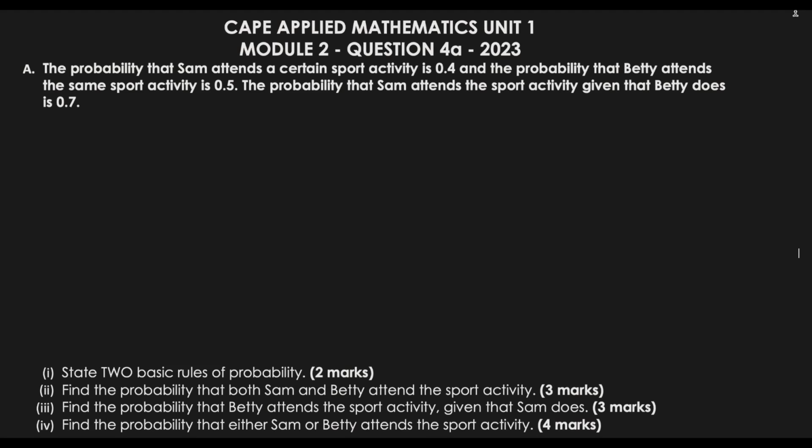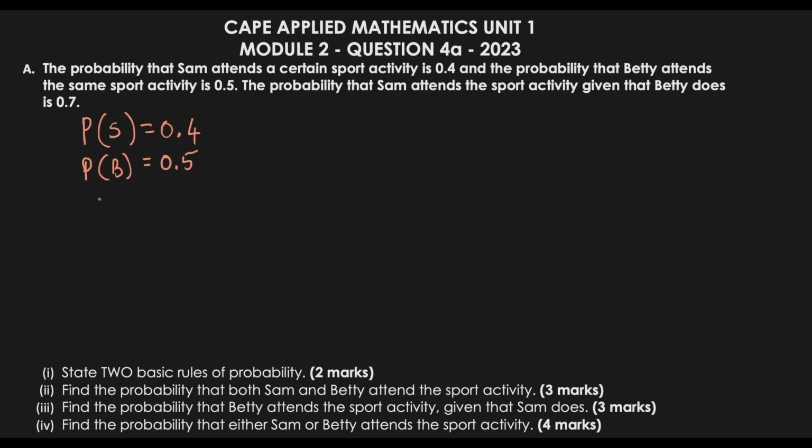So for this particular question, it says the probability that Sam attends a certain sport activity is 0.4. Let's just say the probability of Sam going to an event is 0.4. And the probability that Betty attends the same sport activity is 0.5. So for Betty, we'll say P(B) is equal to 0.5. The probability that Sam attends the sport activity given that Betty does is 0.7.